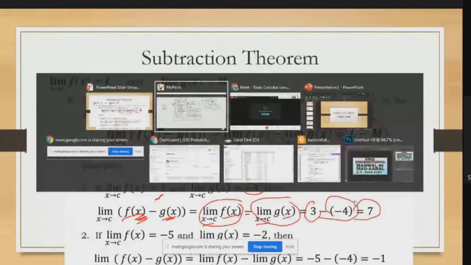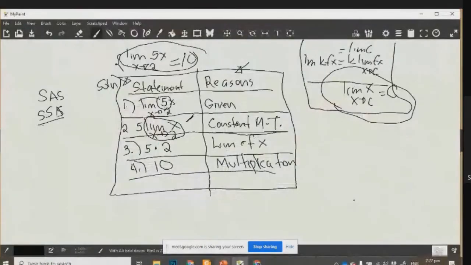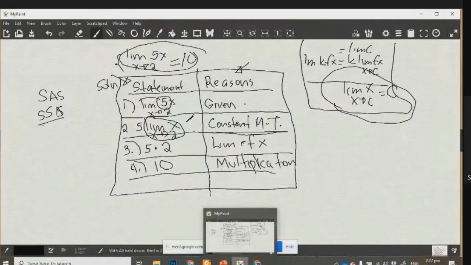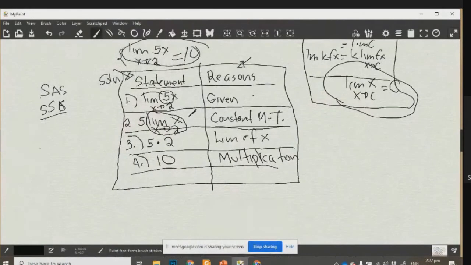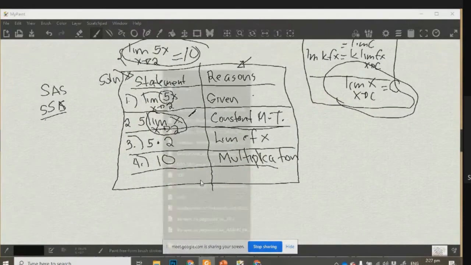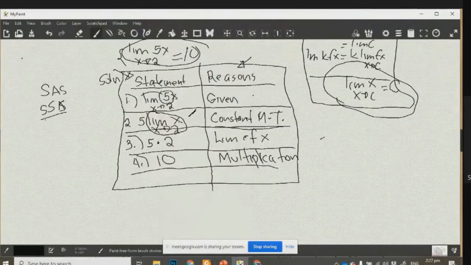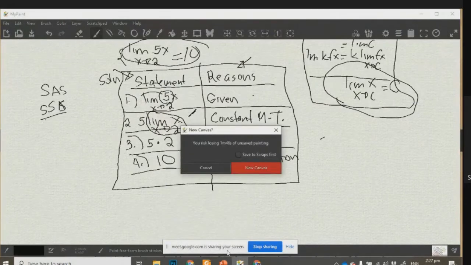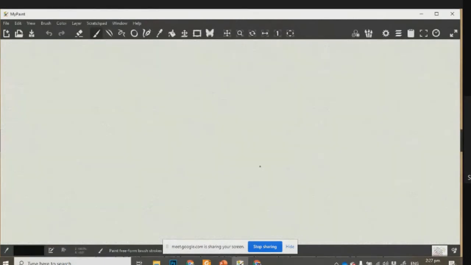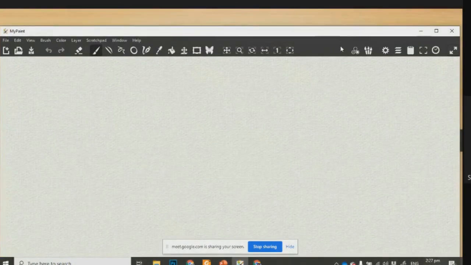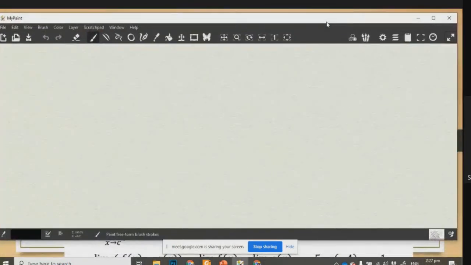O, mamaya na yan. Balikan natin mamaya yung multiplication theorem. So, balik tayo dito. Ay. So, halimbawa guys, i-apply natin yung mga natutunan natin so far, ha? Yung limit. Oh, sorry. Hirap naman gamitin ng bolting ko.